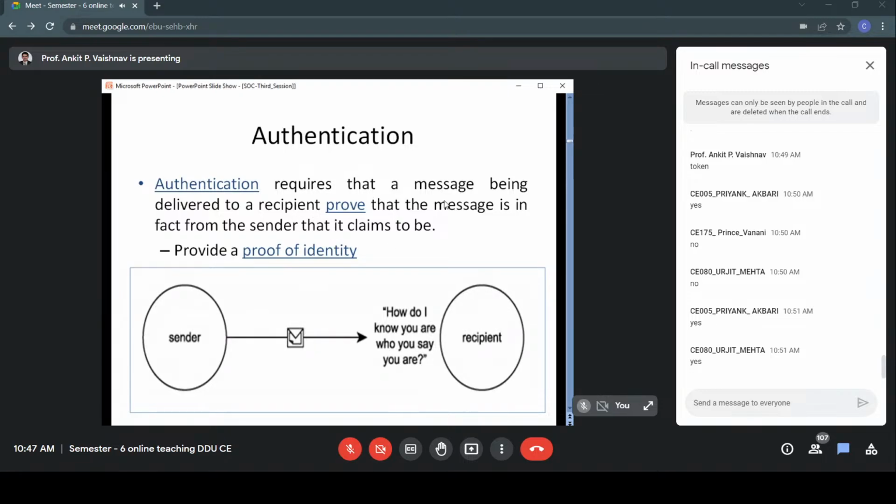Authentication requires that a message being delivered to a recipient proves that the message is in fact from the actual sender. Okay. So what we require is, within the token header itself, we have to provide some proof of identity, right? What can be the simplest thing that you can embed that will prove that you are a valid requester? What do you think? It should be the basic information that you can provide.